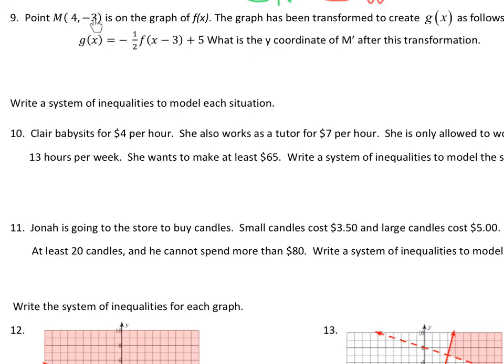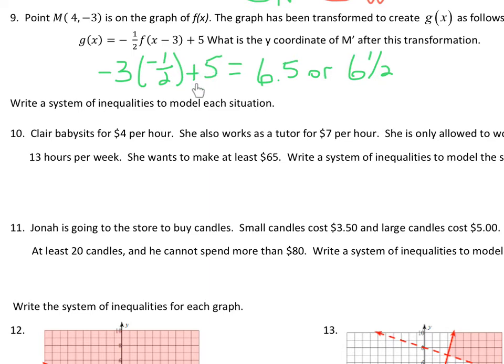The first thing I'm going to do to -3 is multiply it by -1/2. Then I'm going to add 5. So remember to use your PEMDAS rules. You're going to multiply first and then add. Okay, so I multiplied -3 by -1/2. That gives me 3/2 or 1.5. And when I add that to 5, that gives me 6.5 or 13/2. So either way you want to write this is fine.